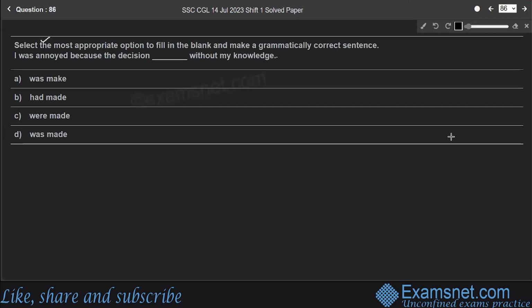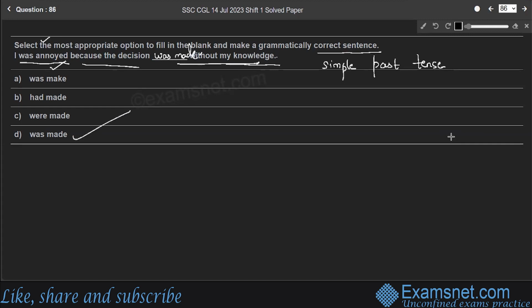Question 86. Select the most appropriate option to fill in the blank and make a grammatically correct sentence. Here the sentence is, I was annoyed because the decision dash without my knowledge. So the given sentence is in simple past tense, right? Therefore, the blank should be filled with was made. So because the decision was made without my knowledge. Therefore, option D is the right answer, right?